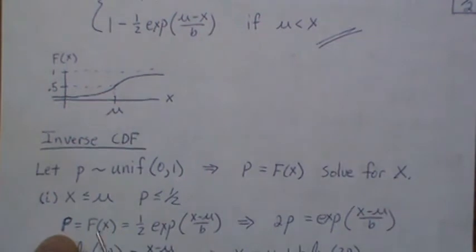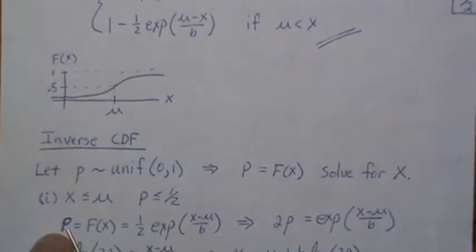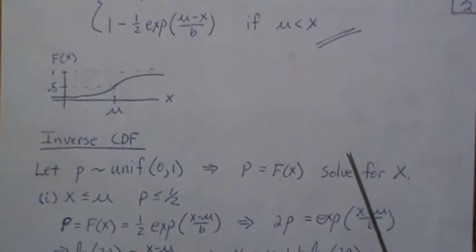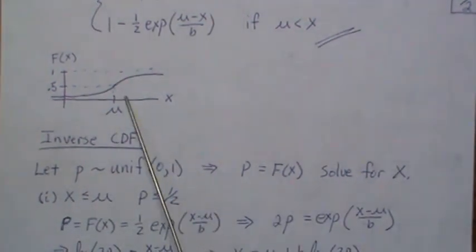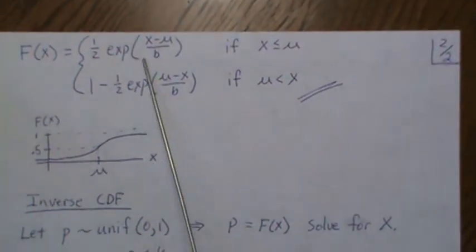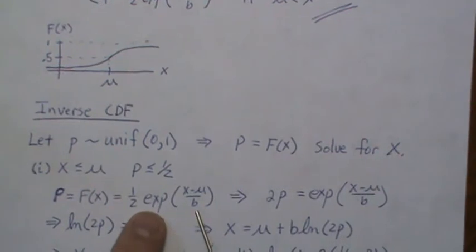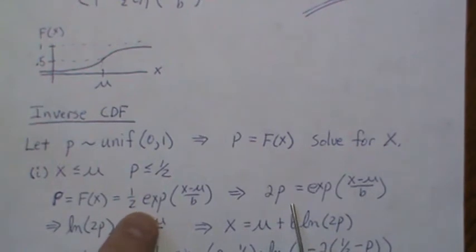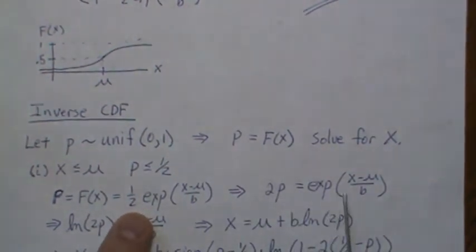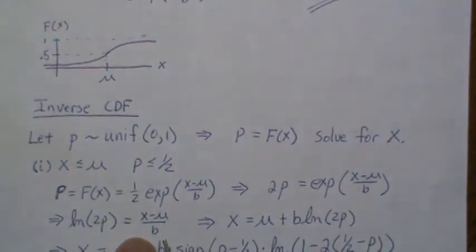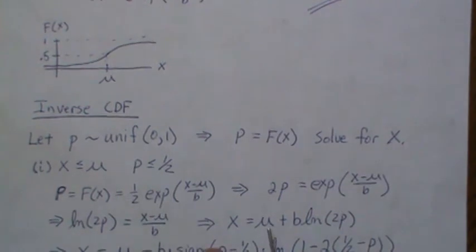So we let p, which is a uniform 0-1 random variable, equal our CDF. But specifically, we know that when we've generated that random number, we're less than 1/2, so we're just going to deal with this piece first. So F of x is this. Now let's start back solving for x. Multiply by 2, we get this. Take the log of each side, we get this. Multiply by b, add mu, we get this.